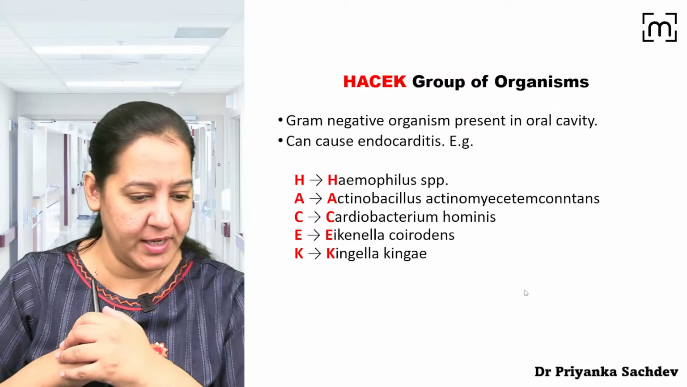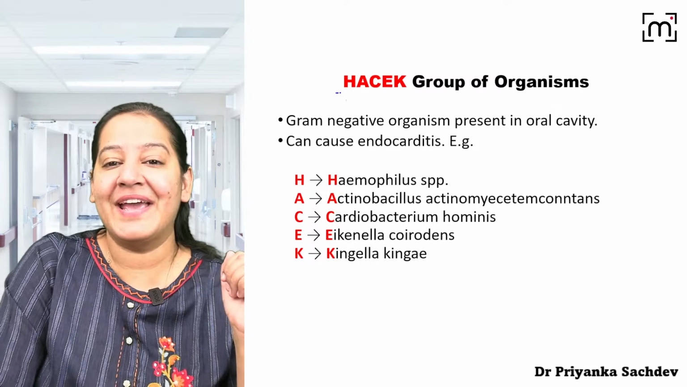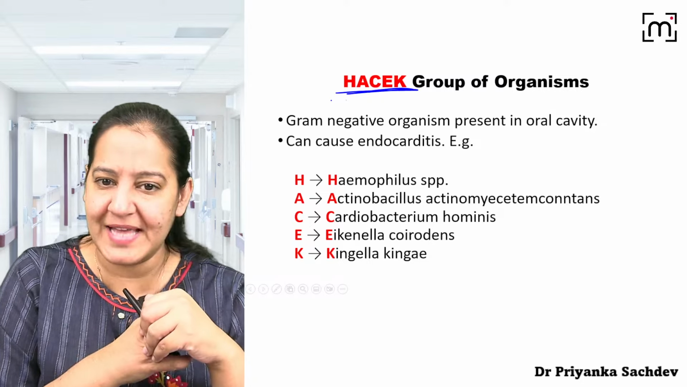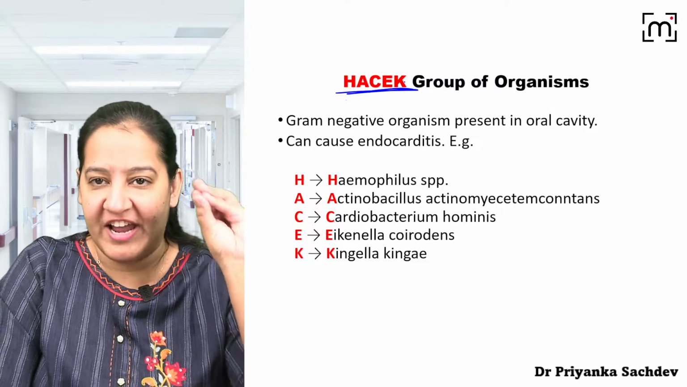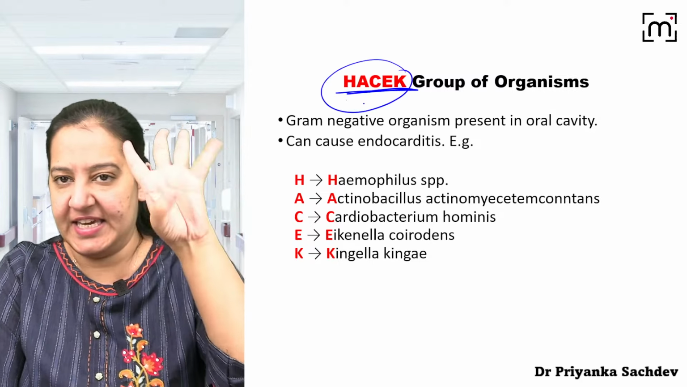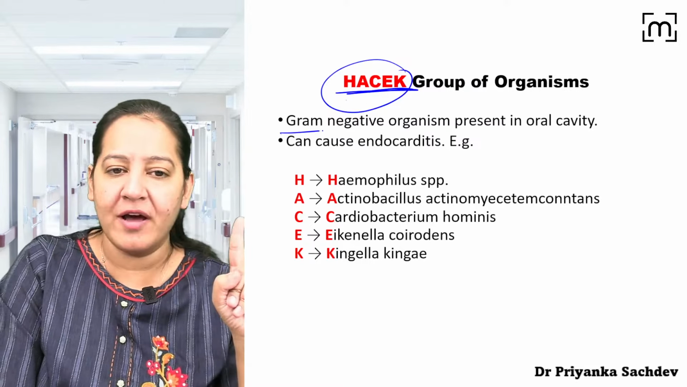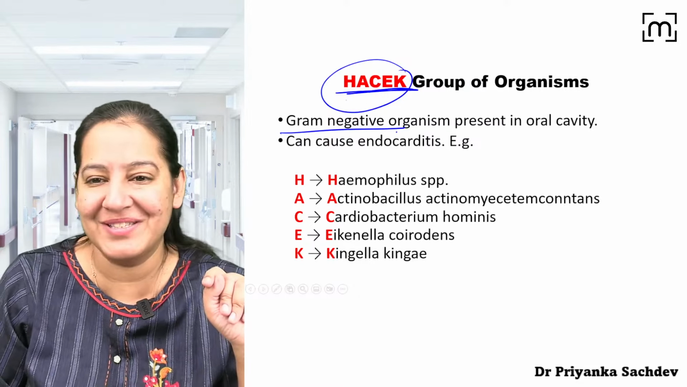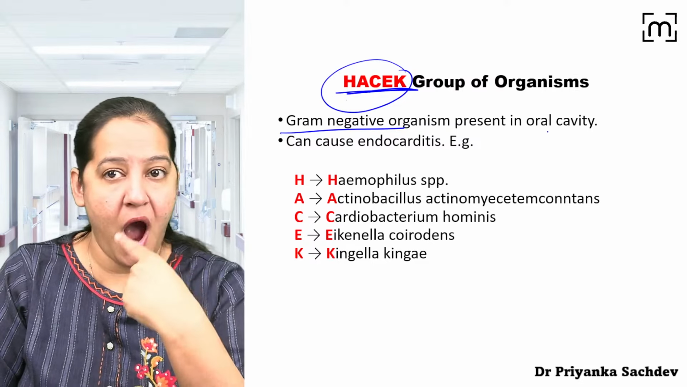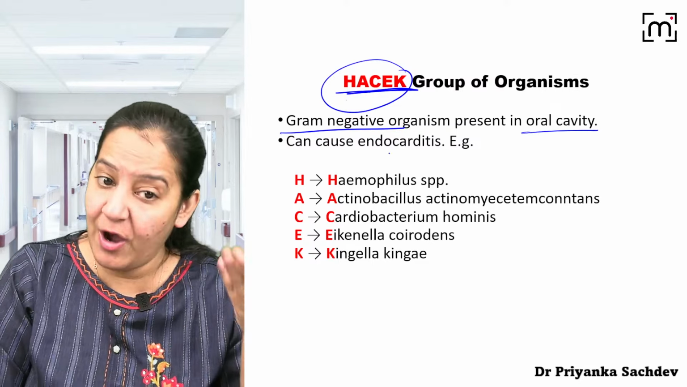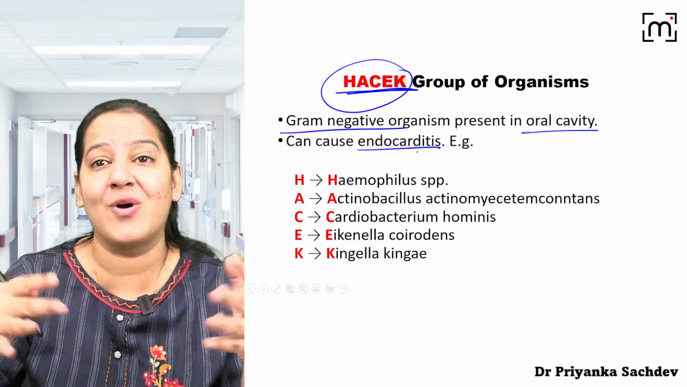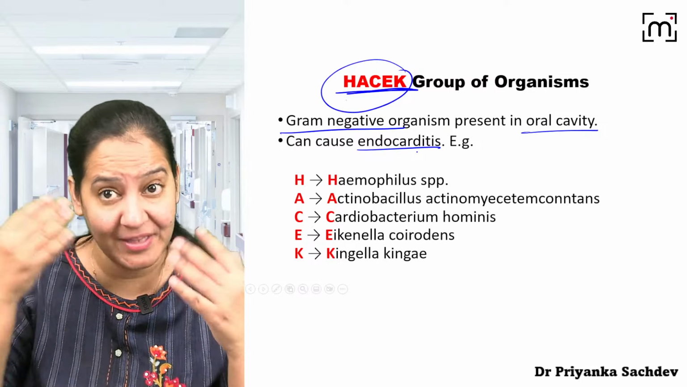The next mnemonic, HACEK group of organisms. You know what is HACEK group of organisms? These are the 5 bacteria. HACEK. They all are gram-negative bacteria. None of them is gram-positive. They all reside in the oral cavity of humans and they all cause endocarditis. They can cause endocarditis if they enter the bloodstream.